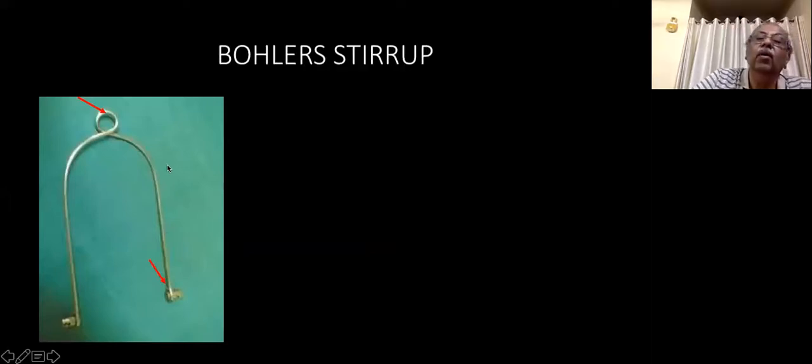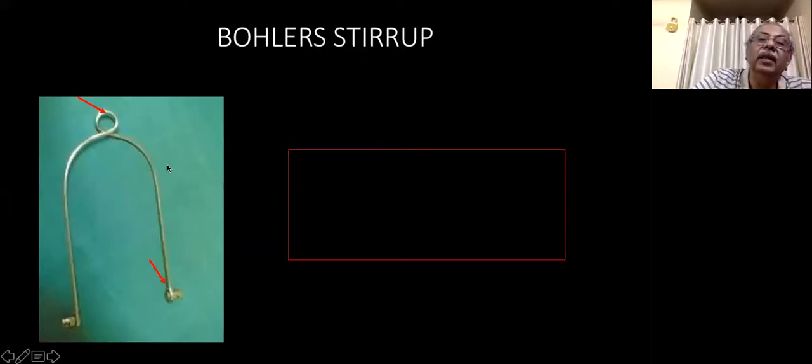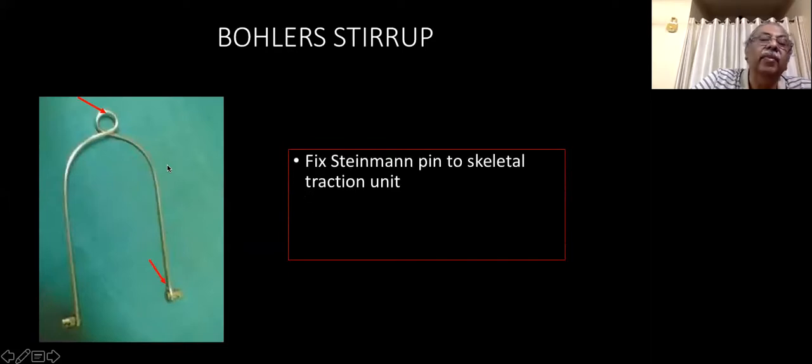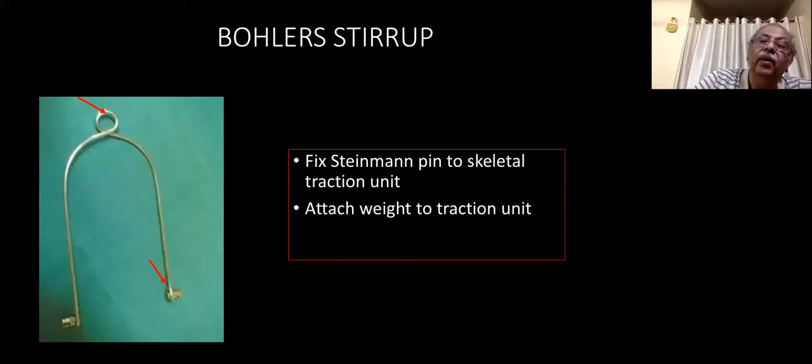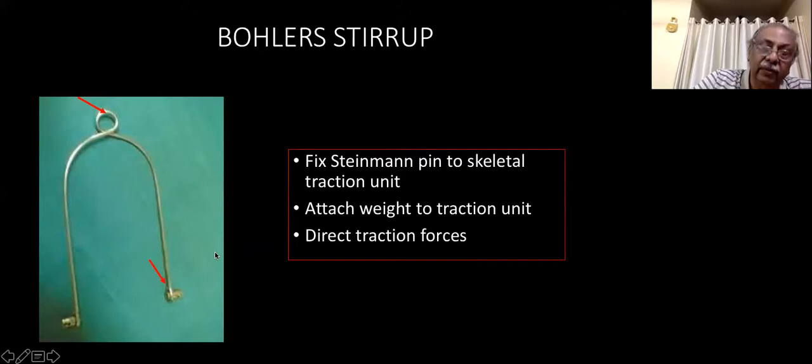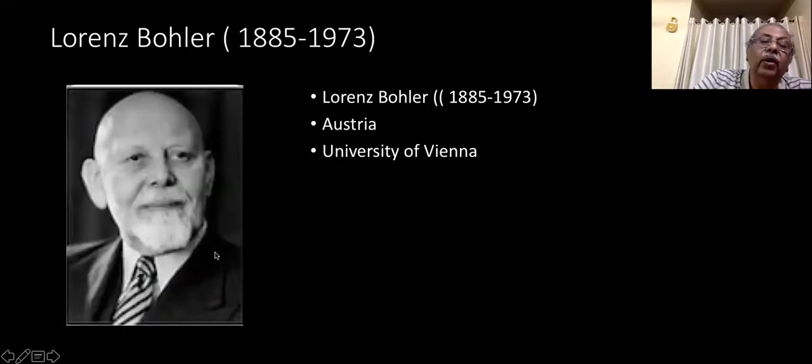Then you have to say what this is. This is the Bowler's stirrup. What is the use of this Bowler's stirrup? It fixes the Steinman pin to the skeletal traction unit. You can attach weight to the traction unit, and this is a mobile structure. This can rotate, so it can direct the traction forces in whichever way you want.